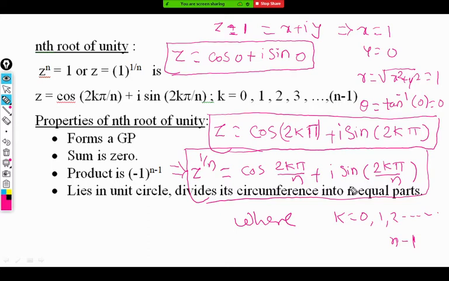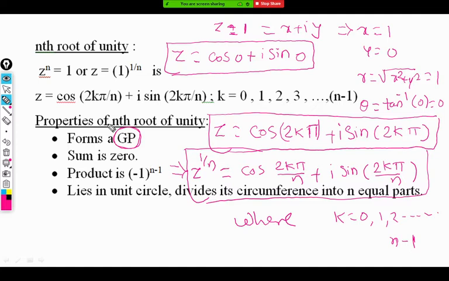Now again, there are a few properties of the nth roots of unity. Whatever n roots of unity we find, they always form a geometric progression, GP. They will have the same ratio, sir. Correct. So if you take R1 divided by R2, then R2 upon R3, your ratio will be a constant. If the ratio between two successive roots is a constant, then we say that it is a GP. So that will always be there.